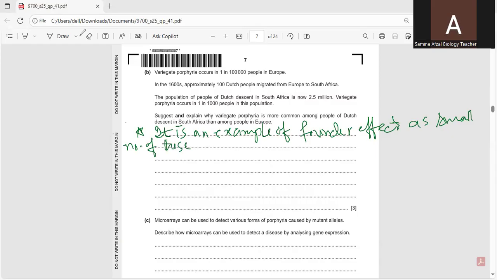Small number of these founders carried the rare recessive allele for the disease, variegated porphyria.